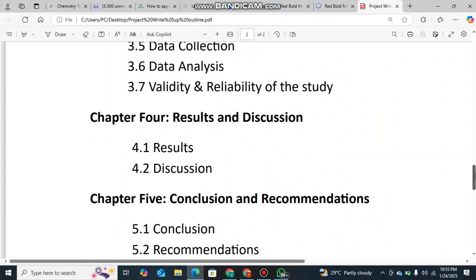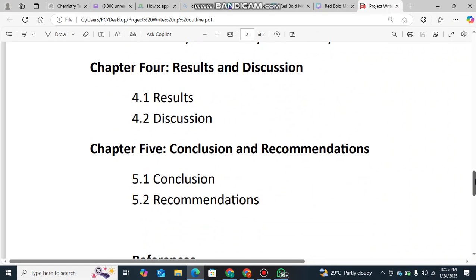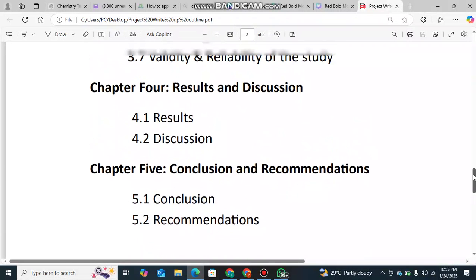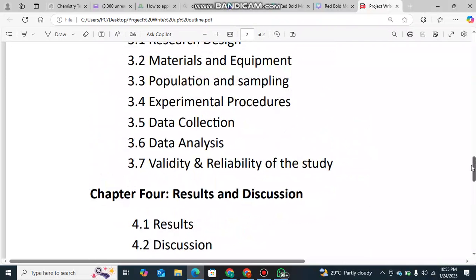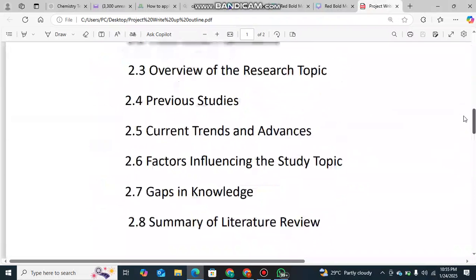And you also have chapter 4, results and discussion. In chapter 4, you have 4.1, which is your result, and then 4.2 discussion, and of course the concluding part, which is chapter 5. Chapter 5 explains the conclusions and the recommendations. And so these are the 5 chapters that should be in your project write-up.